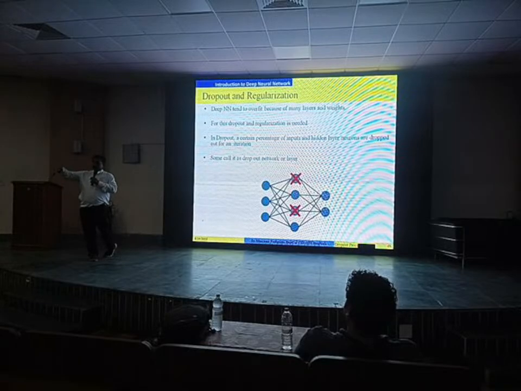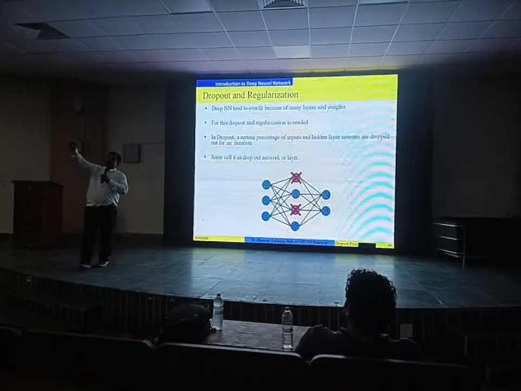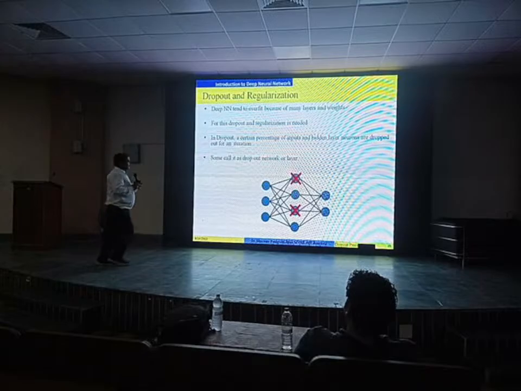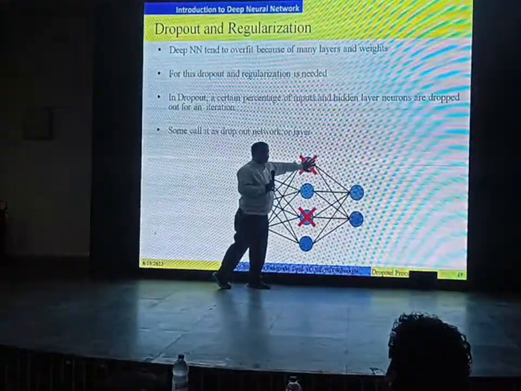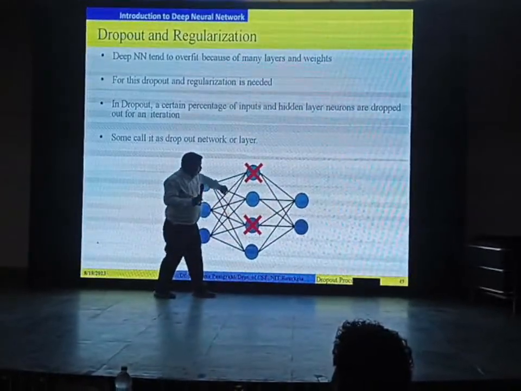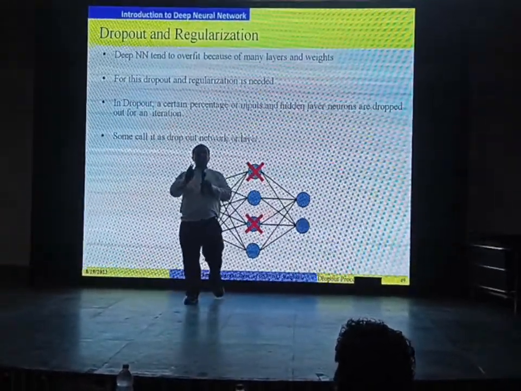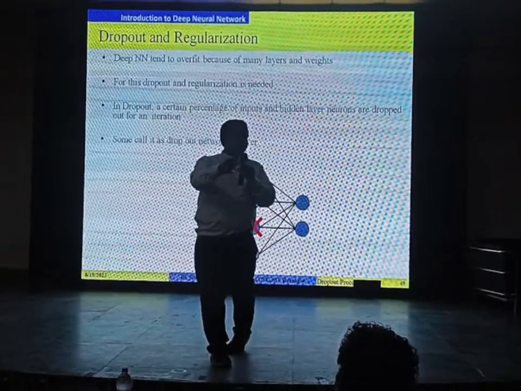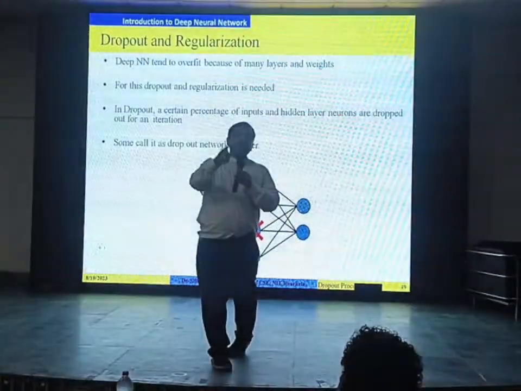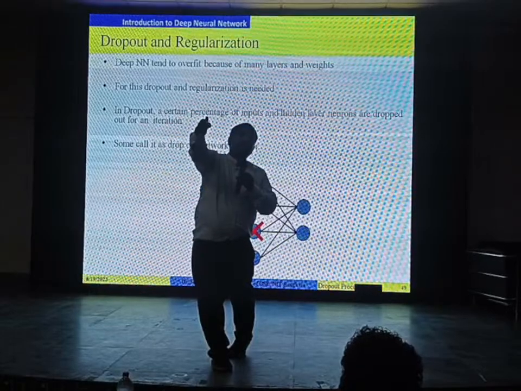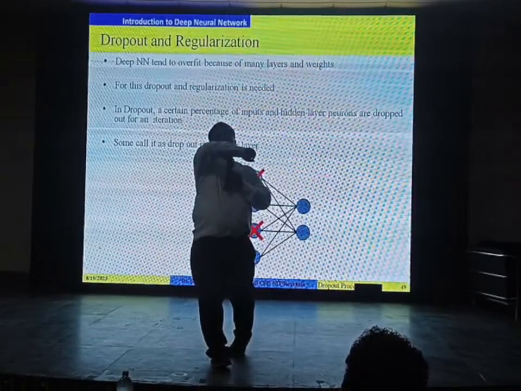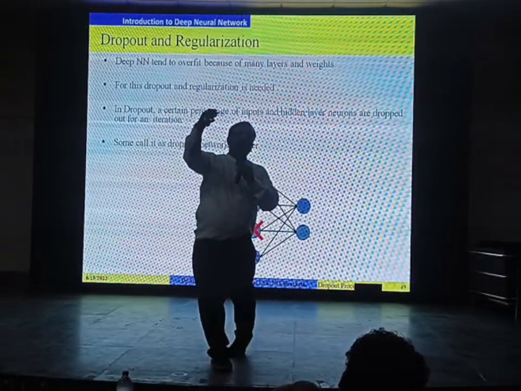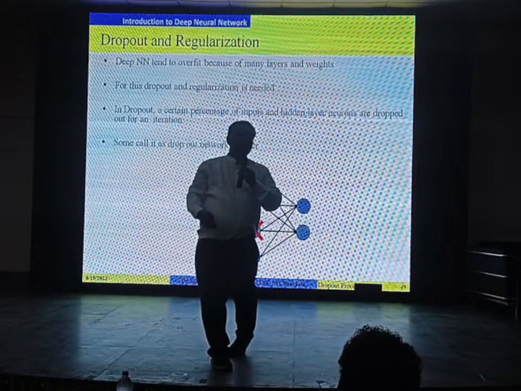So what they thought is that if we drop a certain percentage of neurons, then you see, if I drop this neuron, which weights will be dropped? These three weights will be dropped. These two weights will be dropped. So the number of parameters is dropping or not? So I will not memorize many parameters. Why does overfitting occur? Due to a large number of weights. But if I use a dropout rate, I drop some percentage of neurons, then I reduce the number of weights.